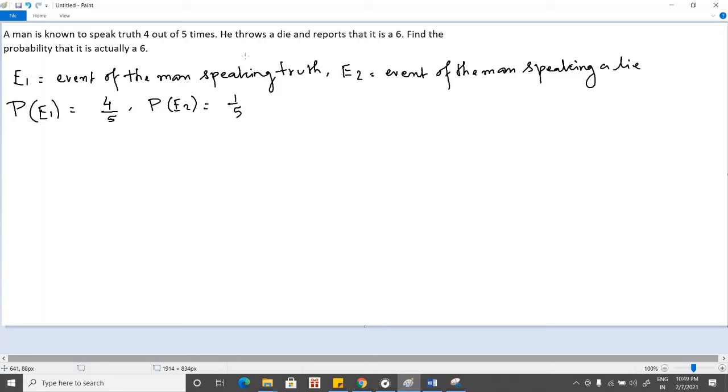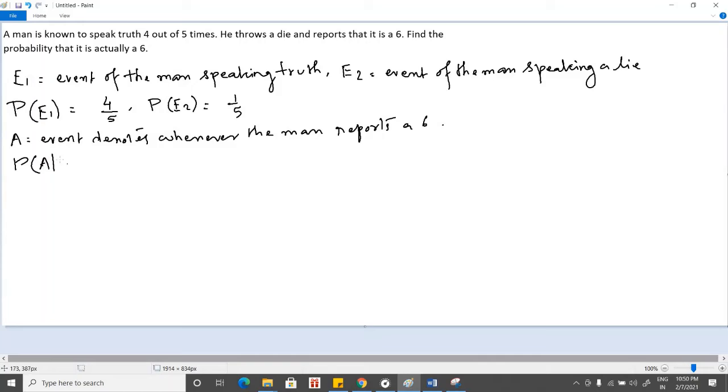Now it is given that he throws a die and reports that it is a 6. So let us take another event, say A. This event denotes whenever the man reports a 6. Therefore, we can say that P of A, considering the hypothesis that E1 has occurred prior to it.